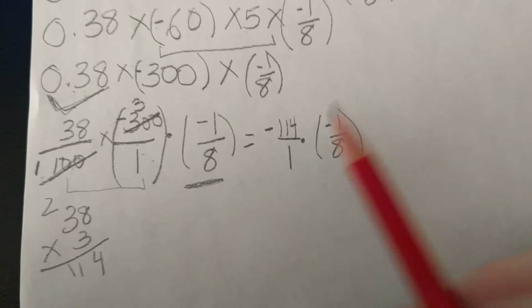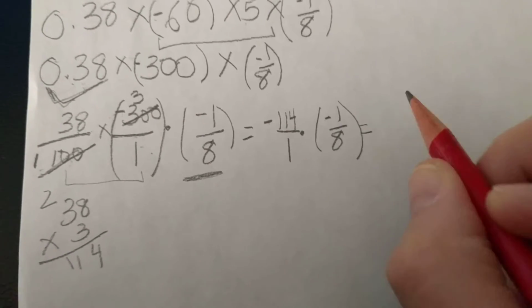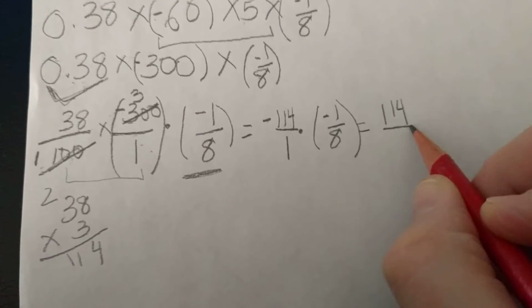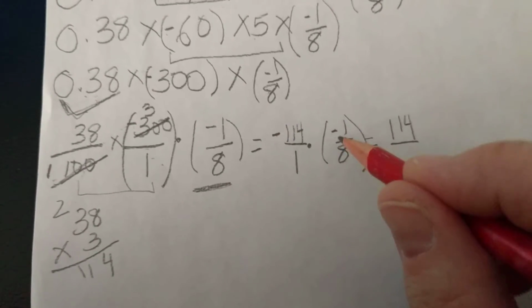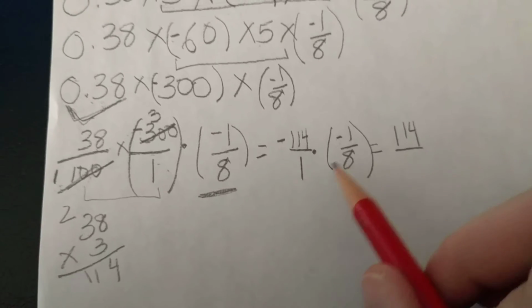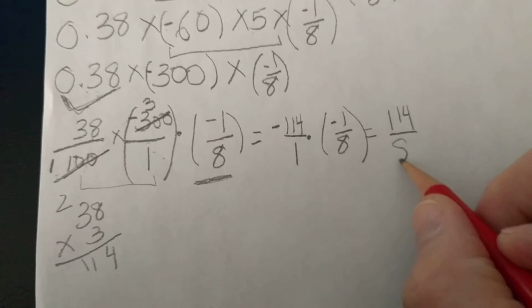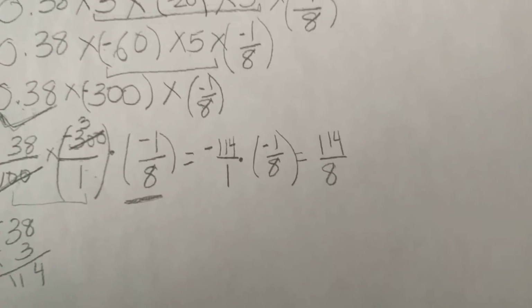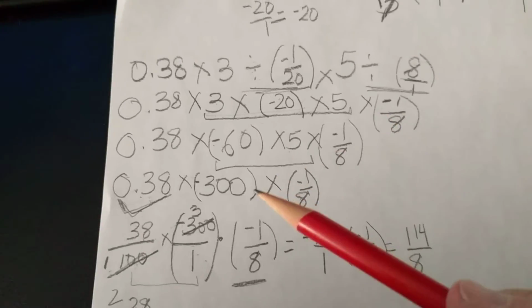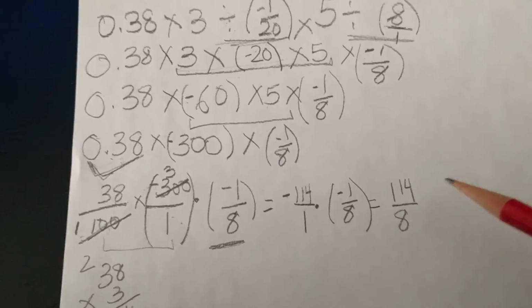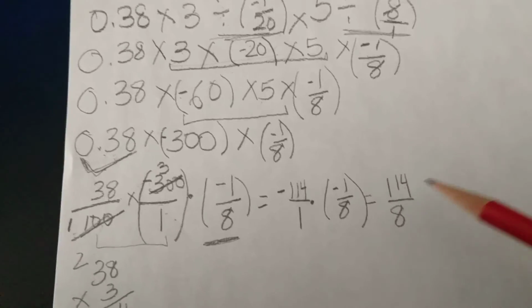Negative times negative equals positive. Do you notice how slowly I go through the problem to make sure I'm not missing signs, I'm not missing steps? 1 times 8 is 8. So this entire monstrous problem simplified to 114 over 8.